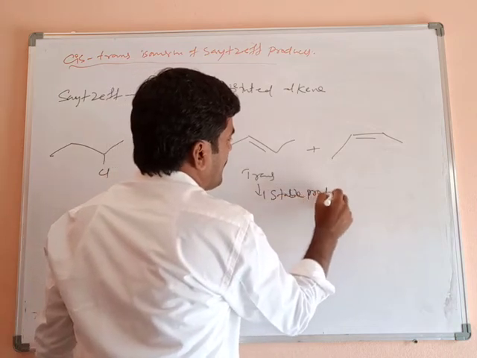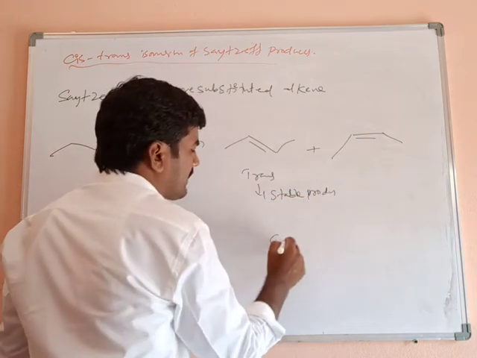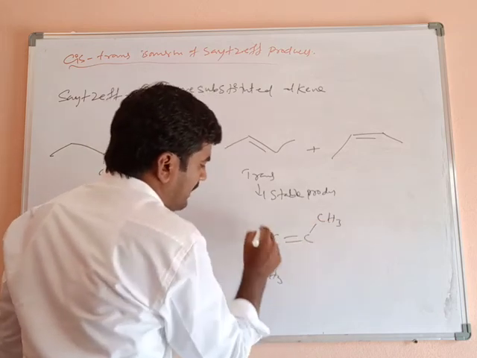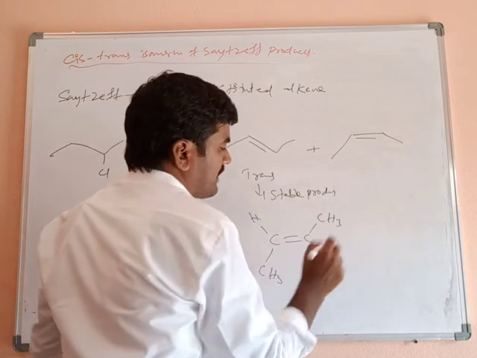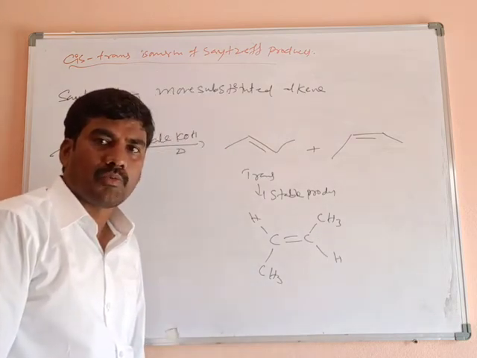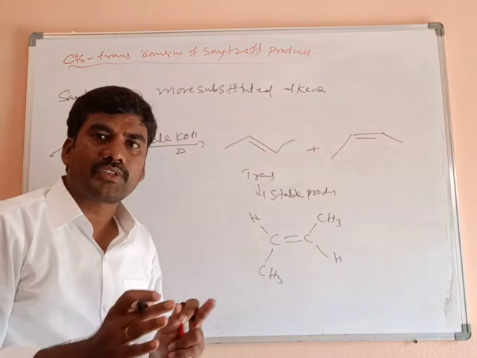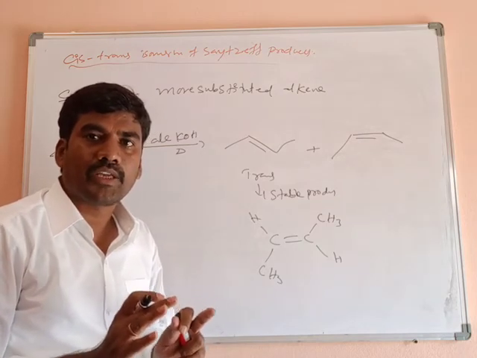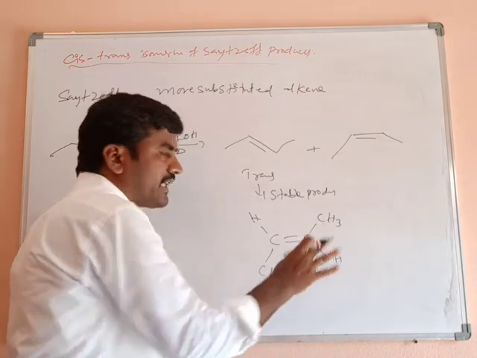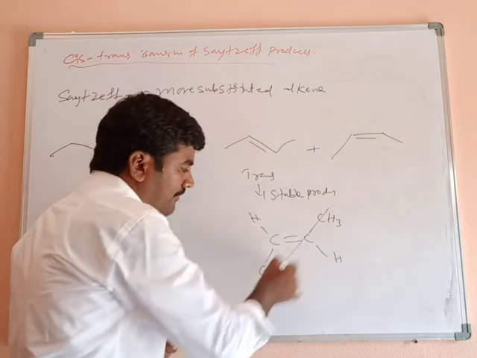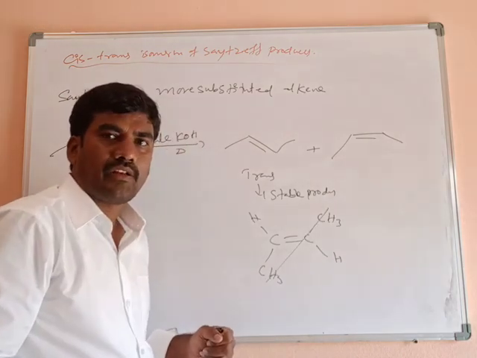Why is it stable? In the trans alkene, C double bond C, with CH3 and H on one carbon, and H and CH3 on the other. This trans alkene will be more stable. If the Saytzeff product forms cis and trans products, the trans product will be the major product because repulsion between the methyl groups is very small, as a large distance is maintained.